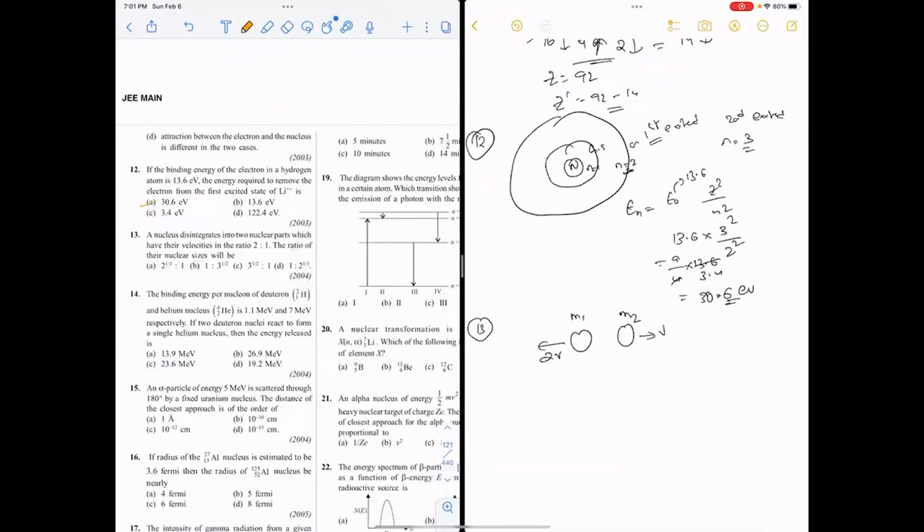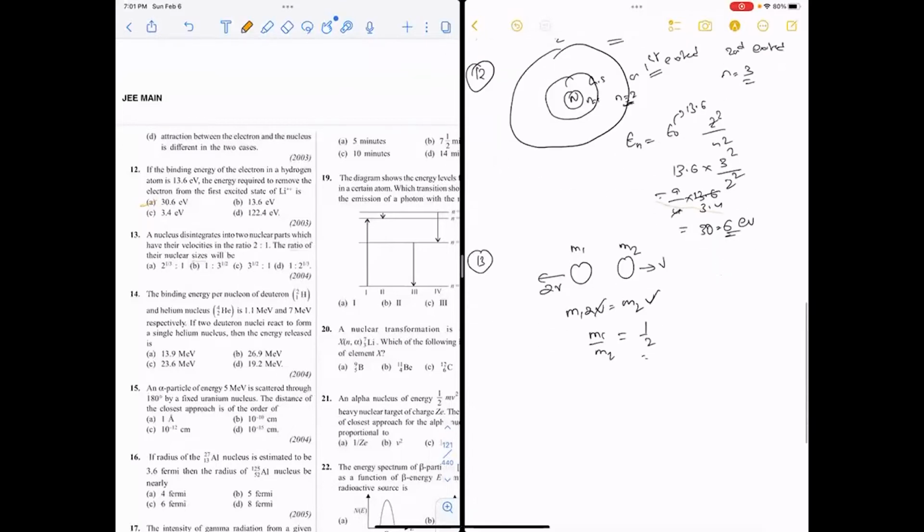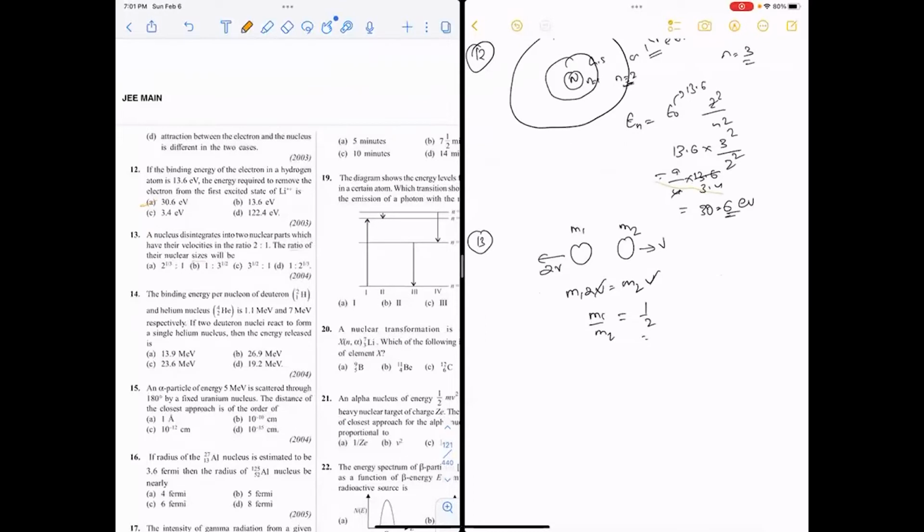The ratio of their nuclear sizes. So what will we get here? Mass into velocity. Momentum is conserved. No, velocity gets cancelled. m1 by m2 is 1 by 2. So first we are getting the ratio m1 by m2. Clear?